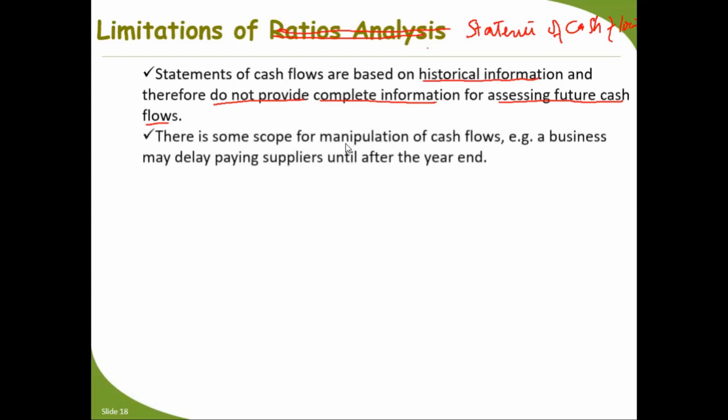There is some scope of manipulation of cash flows. For example, delaying tactics could be used by making the payment to your suppliers at the end of the year. It means there is what the realistic cash outflow could be. You may have delayed and made some manipulation, but rare chances.